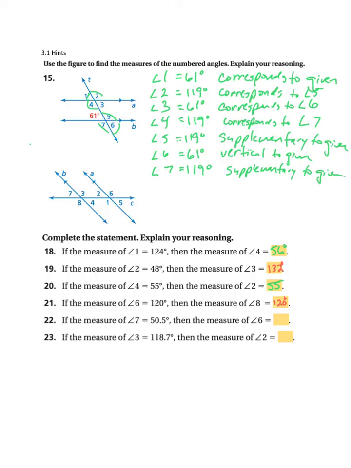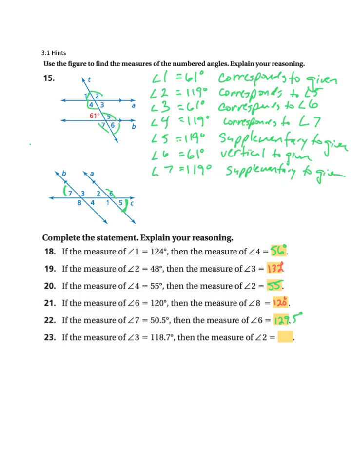All right, our next problem tells us that angle 7 is 50.5 degrees, so we're looking for the measure of angle 6. So again, there's multiple ways to get here, but one of the choices is to see that 7 and 5 are alternate exterior angles, and then 5 and 6 are supplementary. So therefore, we have 129.5 degrees for angle 6.